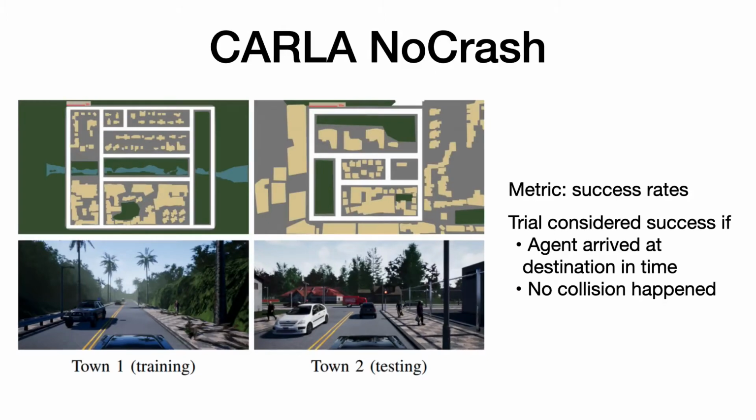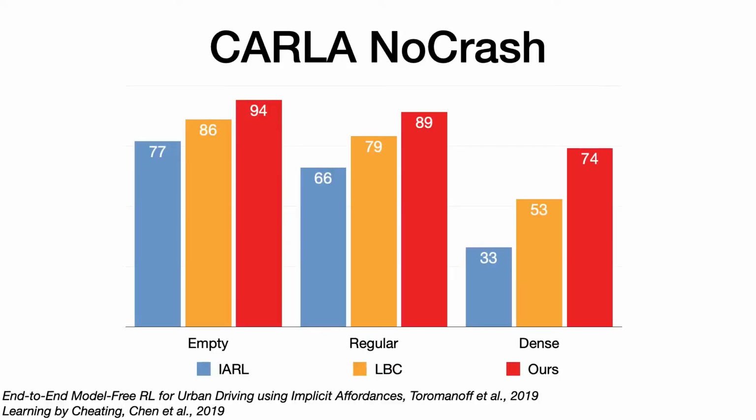We evaluate our algorithm on the CARLA NoCrash benchmark. Here, the metric that we evaluate is success rate. How many times are we able to drive from a point A to a point B in a test map without any collisions? We compare our algorithm to two baselines, a reinforcement learning baseline by Toromanov et al. and learning by cheating. Our new approach performs significantly better than both baselines.